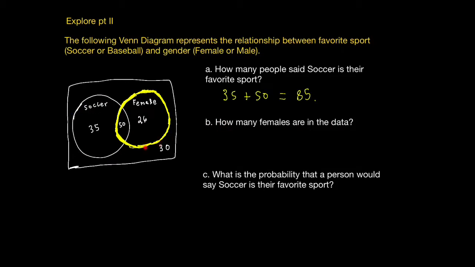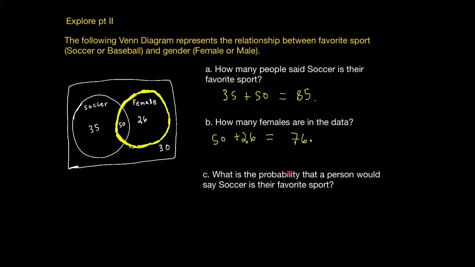Let's go to part B, how many females are in this data. Now I'm going to zoom in on females, and you see that as I create this yellow ring, we have the 50 and the 26 encapsulated under female. So let's go ahead and add 50 plus 26, and here we're going to get a total of 76. So 76 females are in the data, and again, we're not being asked about probability, so there's no need for dividing by the sample space.